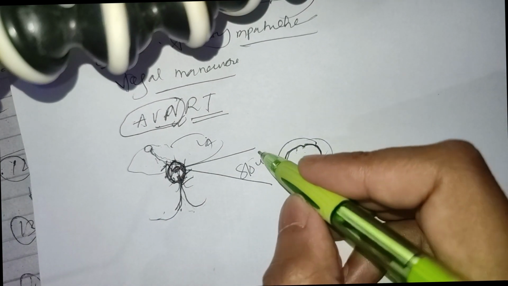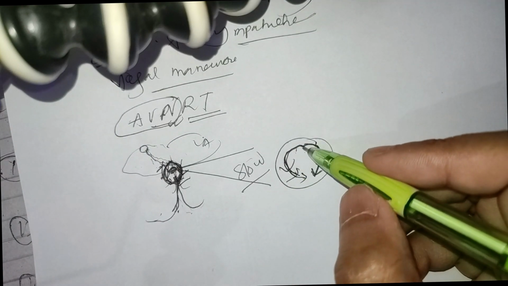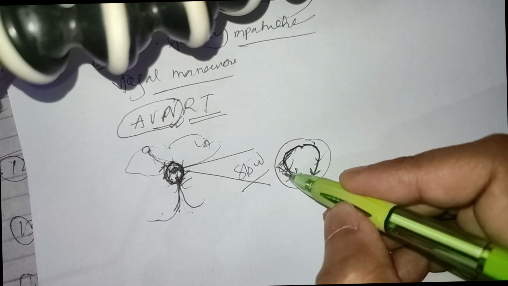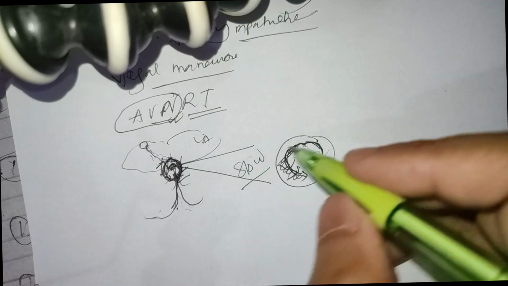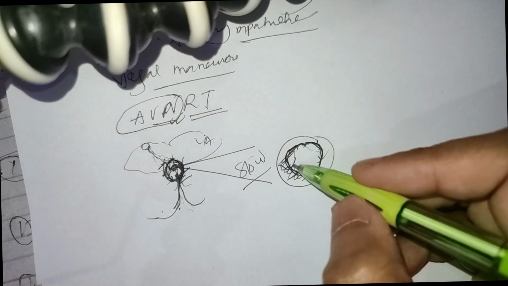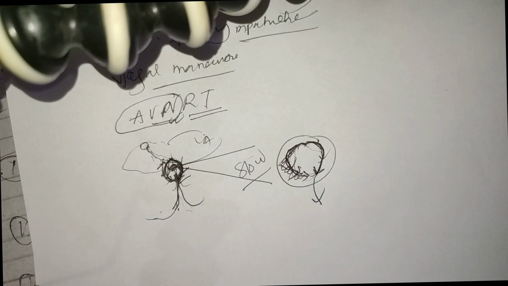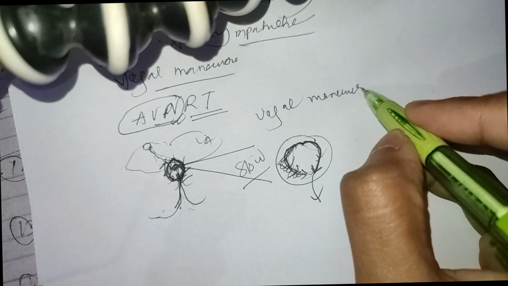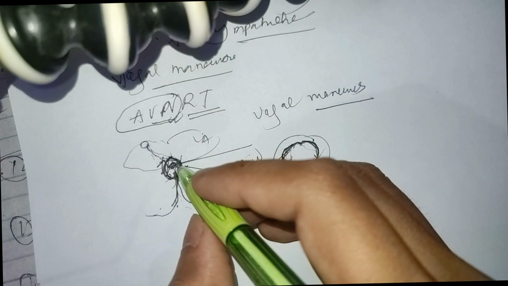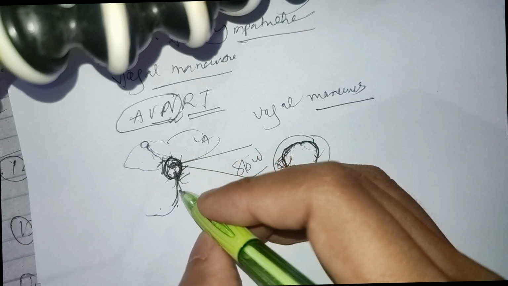So what they do is ablate this slow pathway. If you want to permanently treat this condition, you burn this pathway with radio frequency, then the impulse that comes in this pathway won't go back in this direction, it only goes in this direction. But if you want to temporarily slow down the heart rate, you can do vagal maneuvers. If you do vagal maneuvers and activate the parasympathetic nervous system, then the impulse that is reaching here gets slowed down, right?